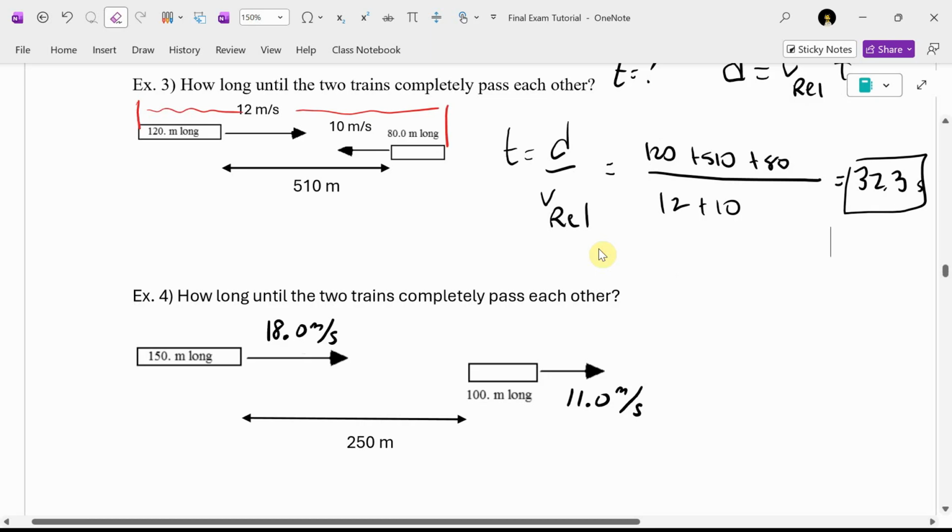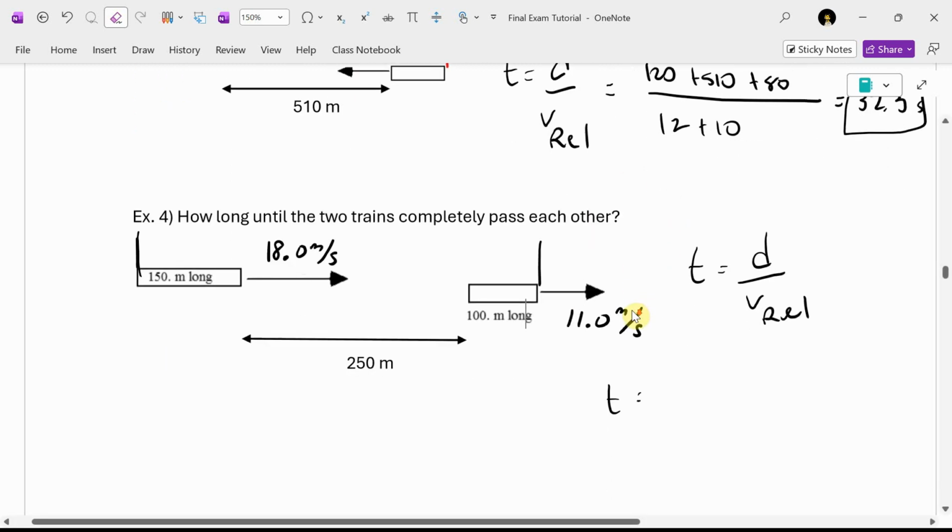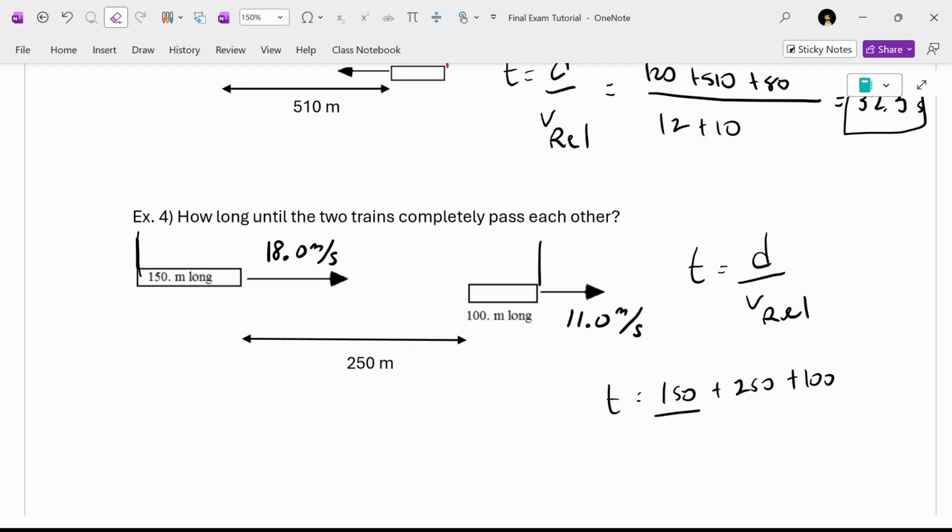Emily, I think example 4 is really similar in that it's still going to be T equals the distance divided by the relative speed. Again, to pass each other, I'm going to argue the back of the first train has to get past the front of the second train. So I think the total distance is going to be 150 plus 250 plus 100. What's the relative speed? Are they going in the same direction this time? Then do I add them together? No, it's going to be bigger minus smaller.